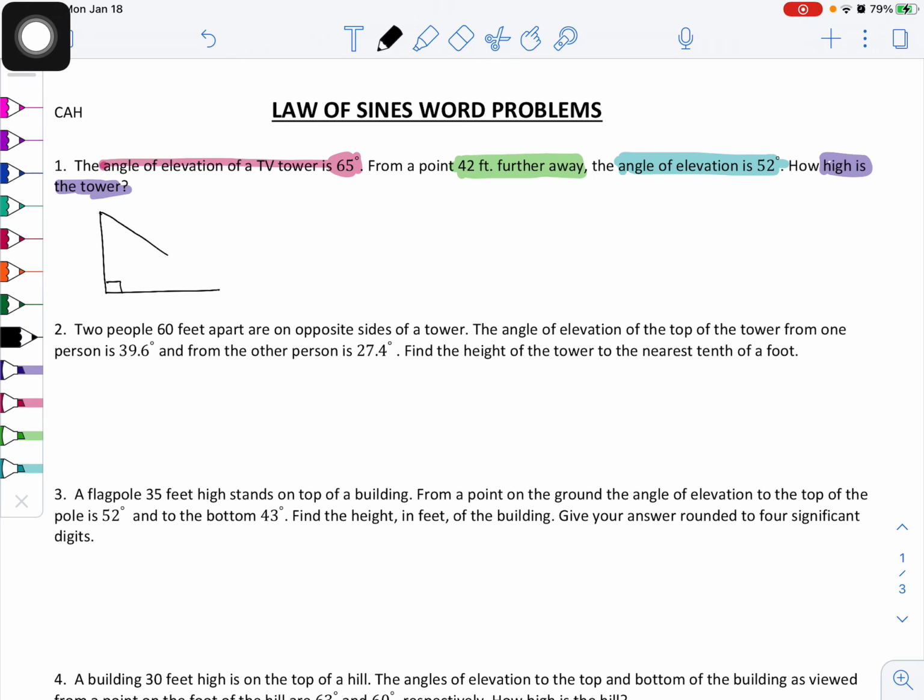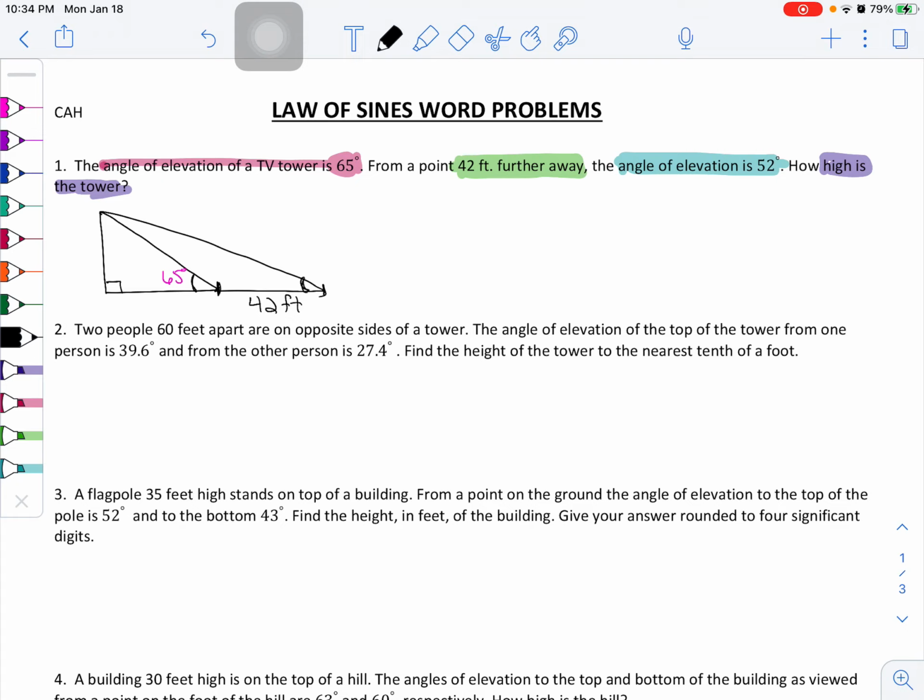So somebody on the ground is looking up at the top of the tower. Let's go ahead and draw that in. This angle right here is 65 degrees. That's what the angle of elevation is. Now it says from a point 42 feet further away. So this person, whoever's looking up at the tower, is going to back up 42 feet. So from here to here is 42 feet.